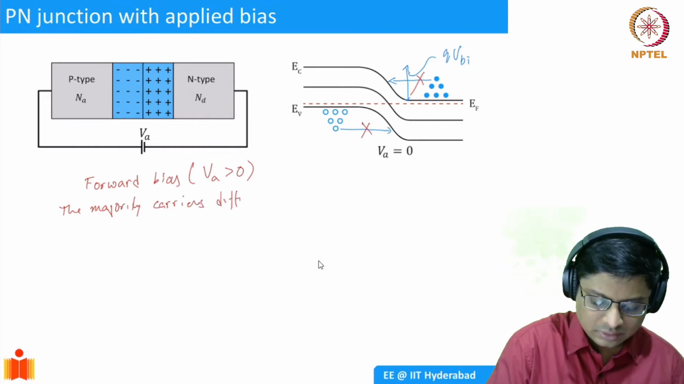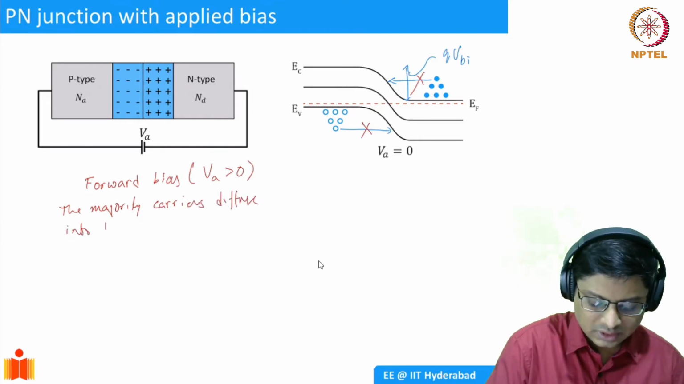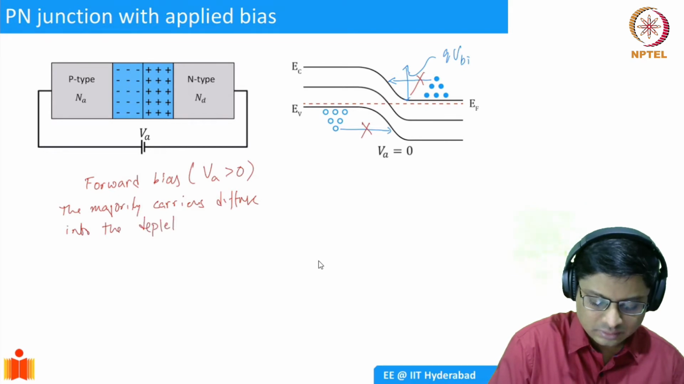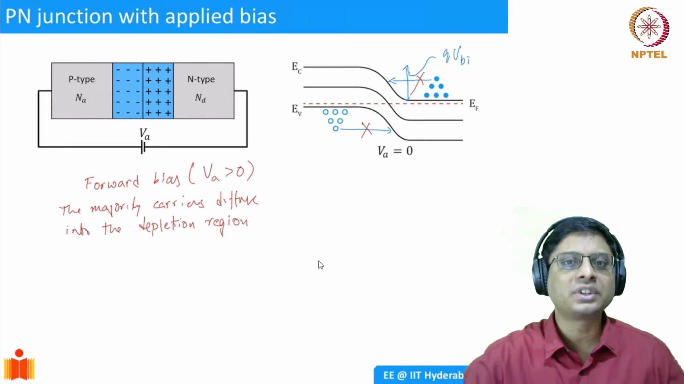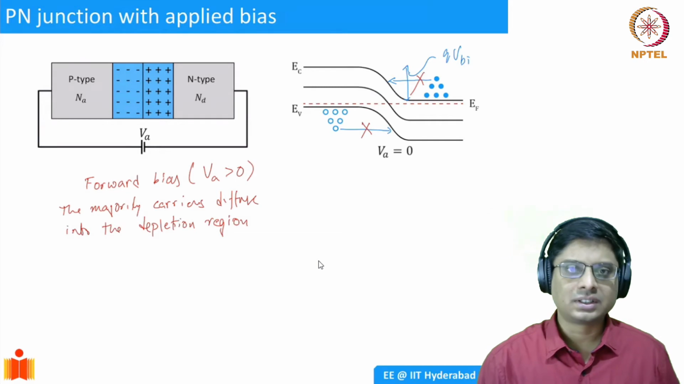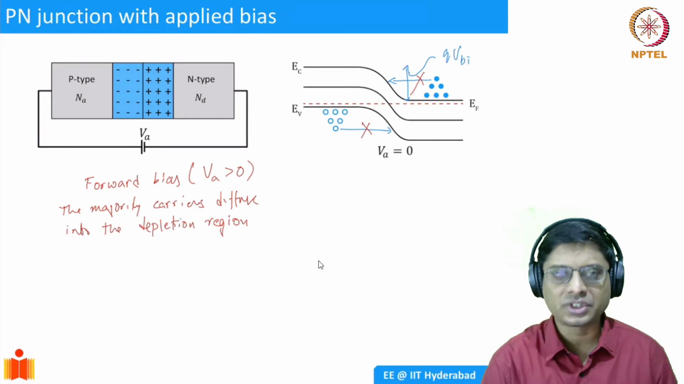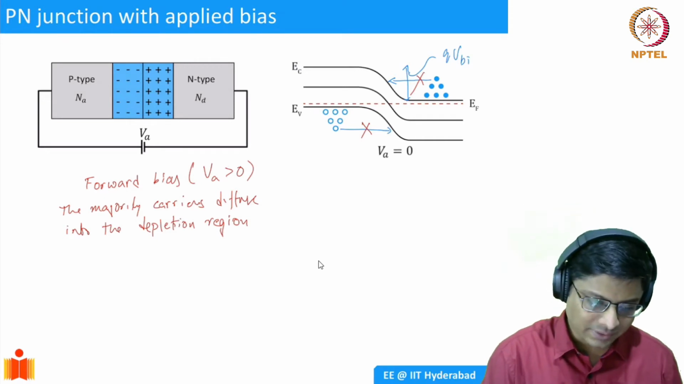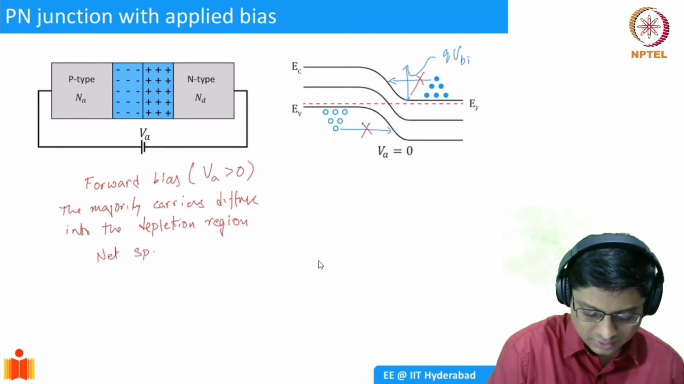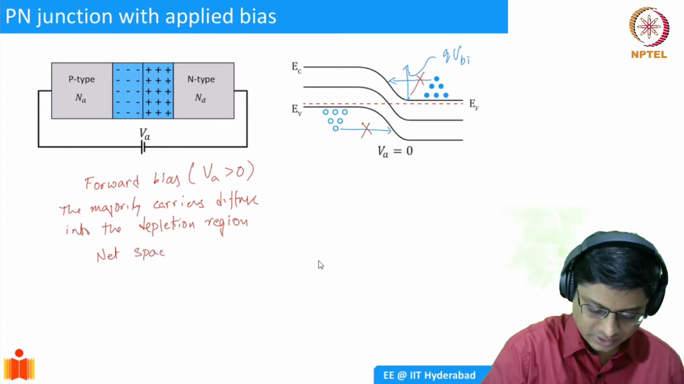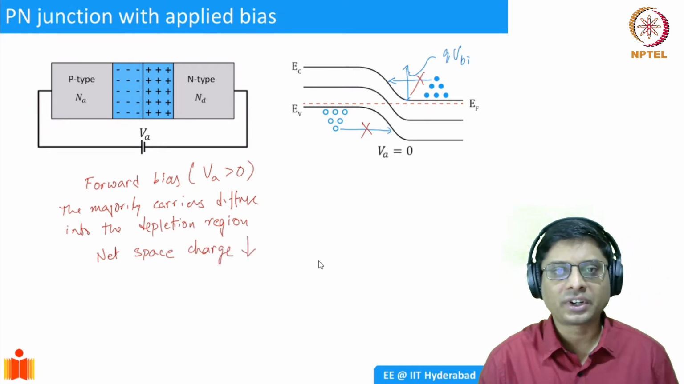diffuse into the depletion region. Why does that happen? Even though there is a barrier, the external voltage is actually forcing them to go into the depletion region, and a new equilibrium is established. So the equilibrium will shift. What will happen? Essentially, the net space charge will reduce.